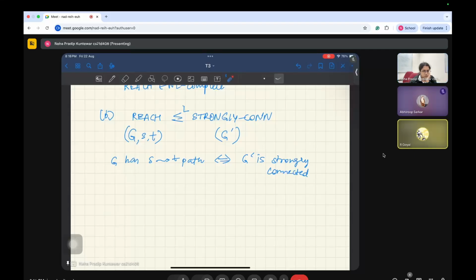Yes. An instance of reachability can be rephrased as an instance of strongly connected. Say G has an S to T path, then I need to check whether G has a T to S path or not. If G has a T to S path as well, and this is true for all pairs of vertices, then we can show that G prime is strongly connected, and since space can be reused, these NC2 checks can be done in logarithmic space only.